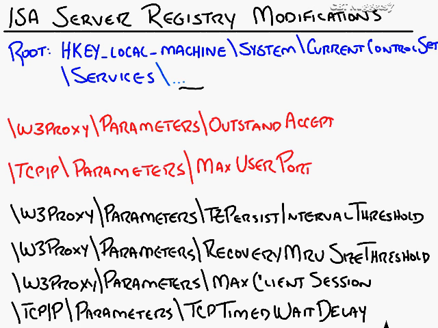This is closely related to the max client session right above it. And the TCP timed wait delay is a value that sets the time interval in seconds that will pass before a socket is reused for a new connection.